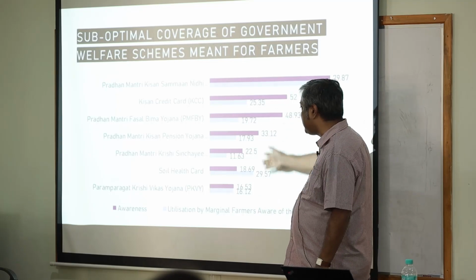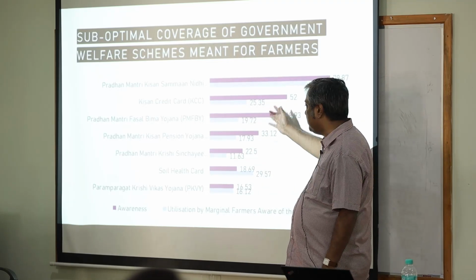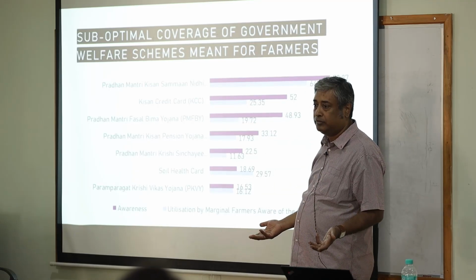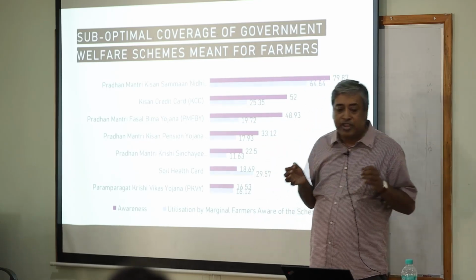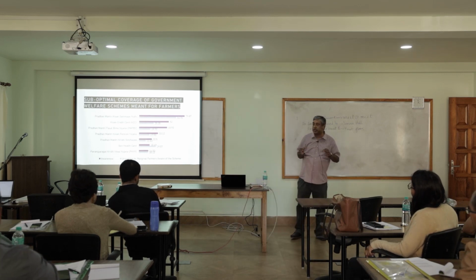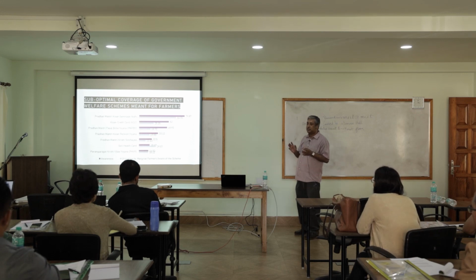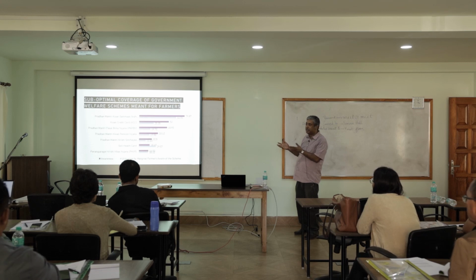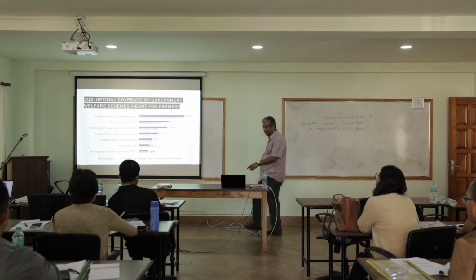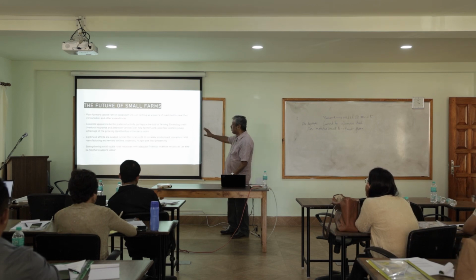They hardly have access to the key schemes which are there for farmers' welfare. Look at the percentage of access, very, very low for marginal farmers. Most of the benefits that are designed to reach farmers are reaching only the large farmers. The smaller farmers are basically giving up farming and doing wage labor, and that is how they are surviving. I'm not going to go into the conclusions. You can read this later.